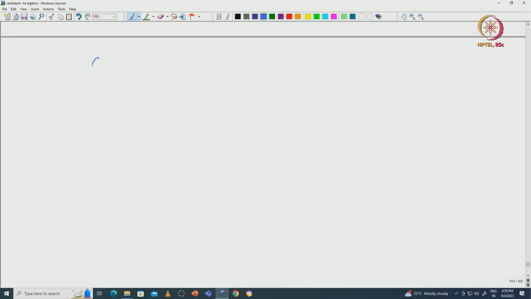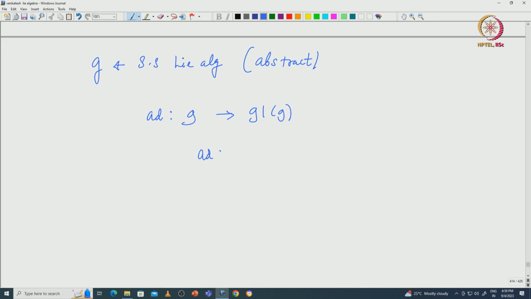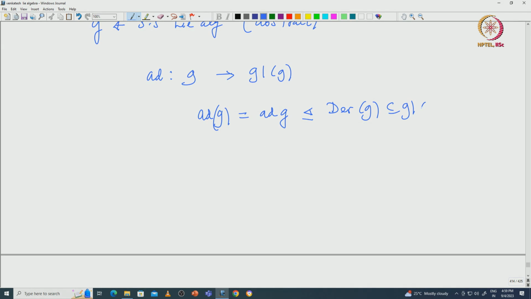Okay. So, let us see what we are doing. Here is what I want to do. You start with G, which is a semisimple Lie algebra. This is just an abstract semisimple Lie algebra, nothing given. We know that there is this ad map which maps G to GL(G). Indeed, what is the image? That is just ad G. We have seen that ad G is sitting inside the derivations of G, which is sitting inside GL(G).